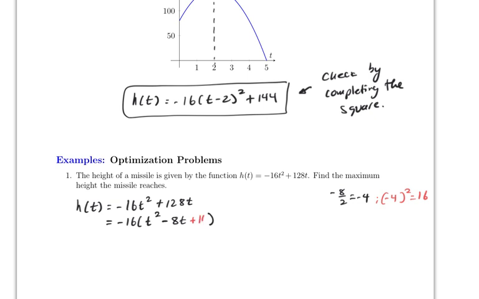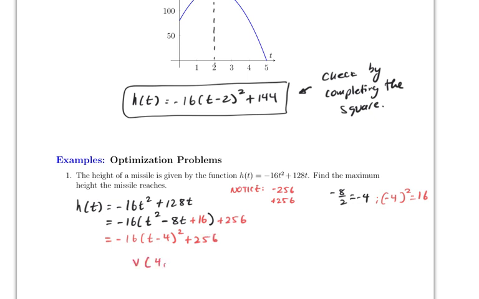So you add 16 here, but notice you don't add just 16. You are adding minus 16 times 16, which is minus 256. And to get rid of minus 256, well, you add 256. So this should be plus 256. Then if you write it in standard form, this will be 16 times (t minus 4) squared plus 256.